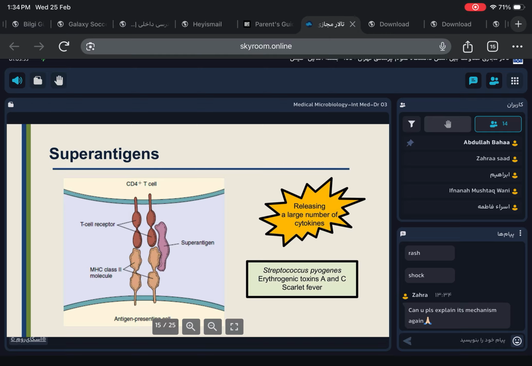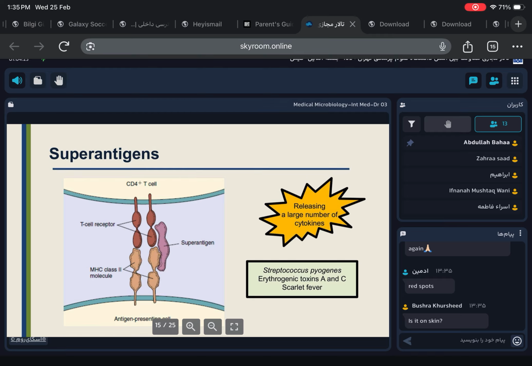What do you know about rash? There are red spots on the skin. Okay. And about shock, shock happens when the blood pressure is very low and we have dysfunction of multiple organs.